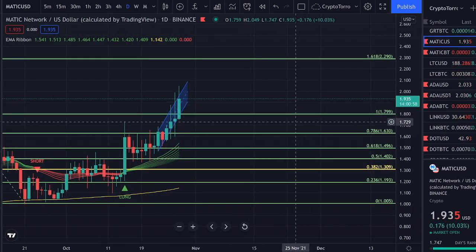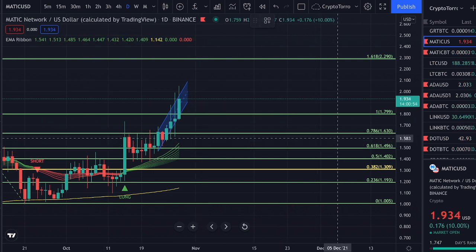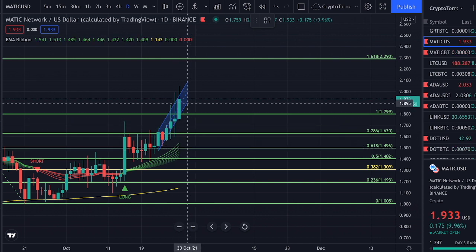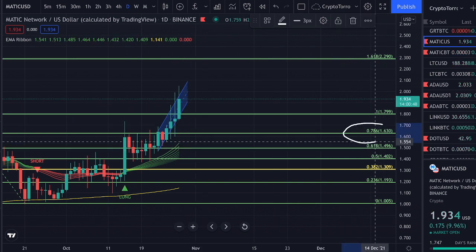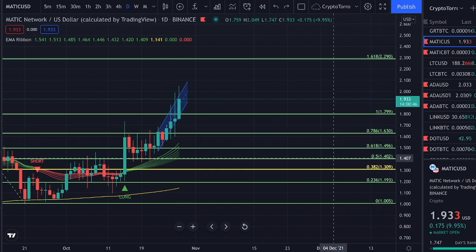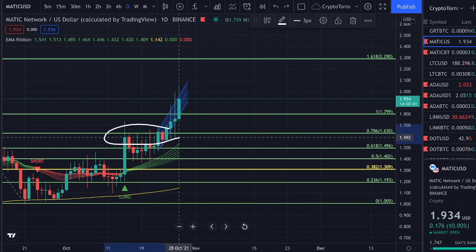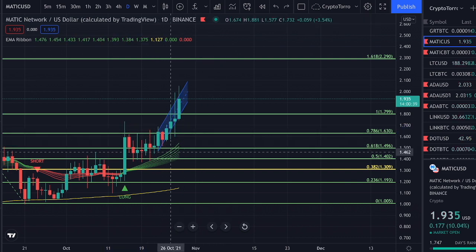Where will this lead towards? Well, I personally think if we're going to see a setback and we would like to see a retest of the EMA ribbon on the daily time frame, the 0.786 Fibonacci at $1.63 will for sure be a stronghold, not because it's previous resistance, but as well because we will be reaching a touch point with the EMA ribbon at this point in time.